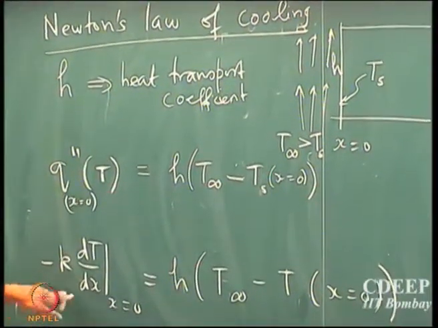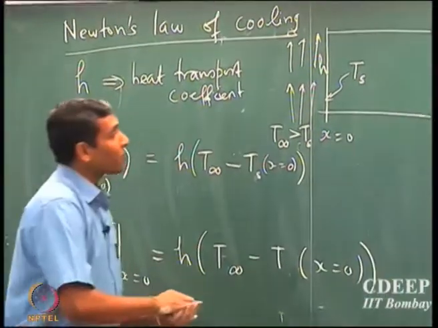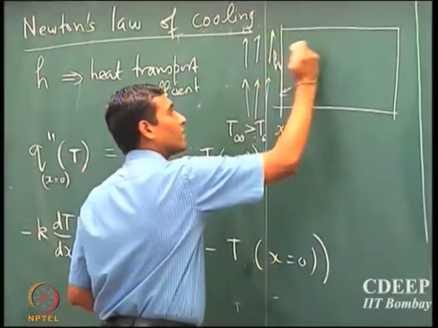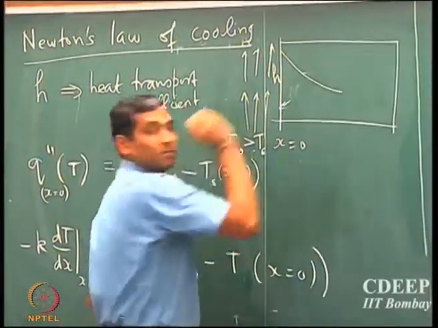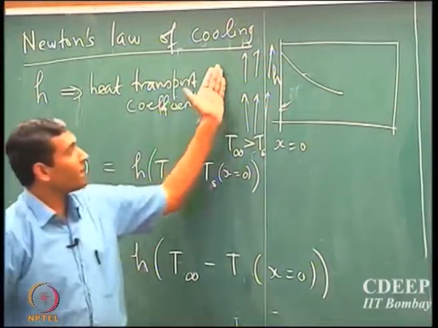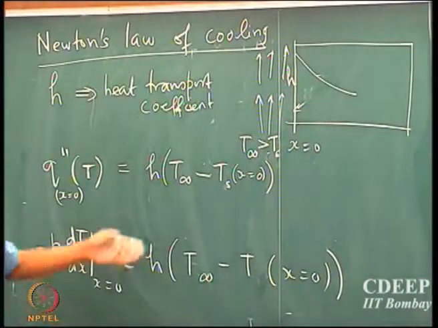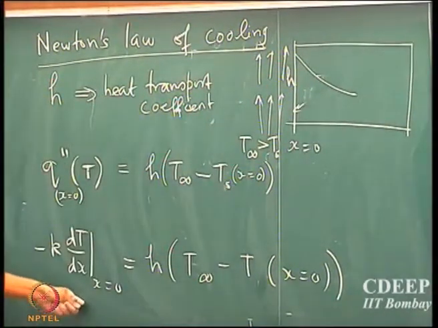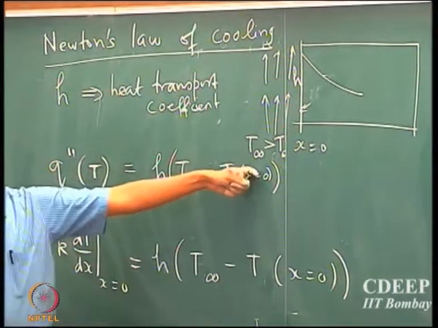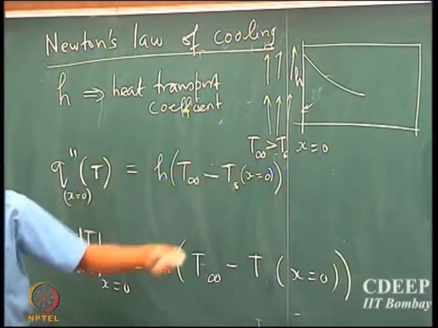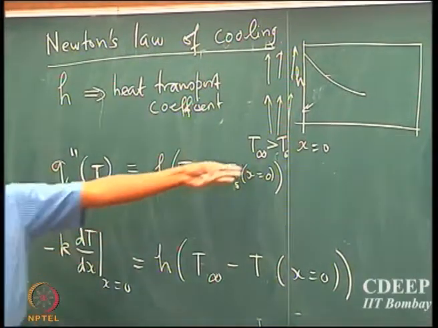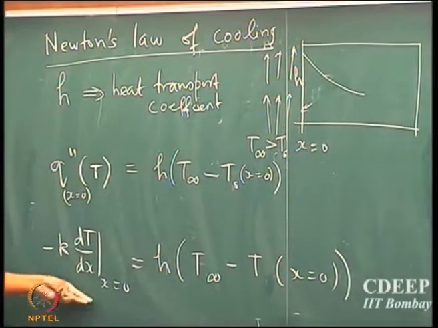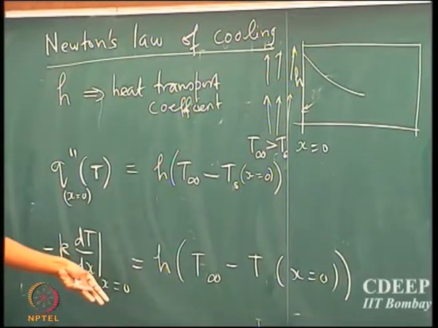So note that when T infinity is less than Ts, you're going to have a profile which is different. Supposing T infinity is greater than Ts, you're going to have a profile which looks like this, because there is heat going from the fluid into the solid. Now supposing T infinity is less than Ts, you're going to have a different profile. So the gradient will take care of the sign, whether T infinity is greater or less than Ts. So this is a general form irrespective of the sign of T infinity minus Ts, because the gradient is what is going to dictate the sign.